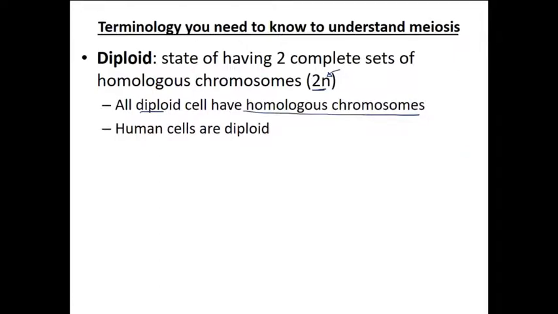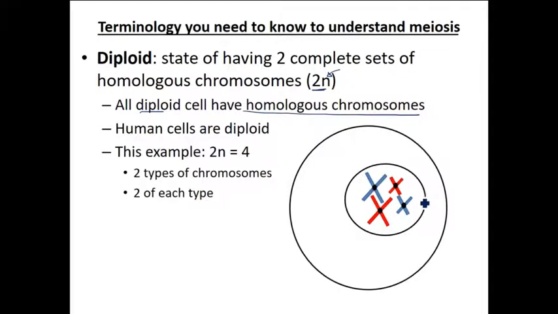And here's back to this example. So this is a diploid cell. There are 2 types of chromosome, the long one and the short one, and you have 2 of each. So remember that, say if this was a fertilized egg, you would have the sperm that donated the blue ones and the egg that donated the red ones. Okay, so 2 types of chromosome, 2 of each.